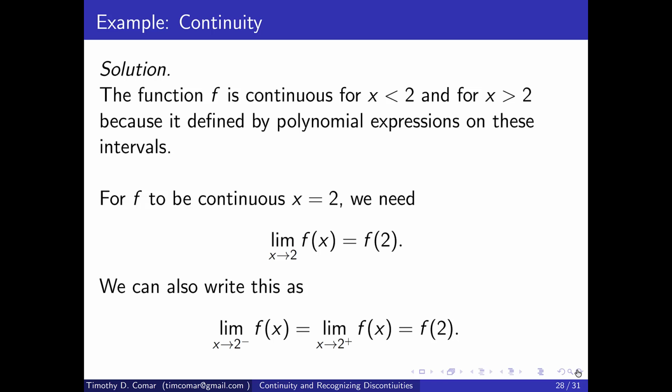So for our solution here, the function f is clearly continuous for x less than 2 or for x greater than 2 because it is defined by polynomial expressions on these intervals here. So for f to be continuous at 2, we need the limit at 2 to be equal to the function value at 2, which we can also write out as follows. That the left-hand limit equals the right-hand limit equals the function value.